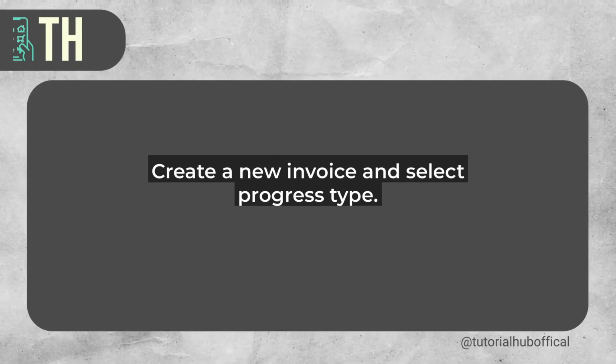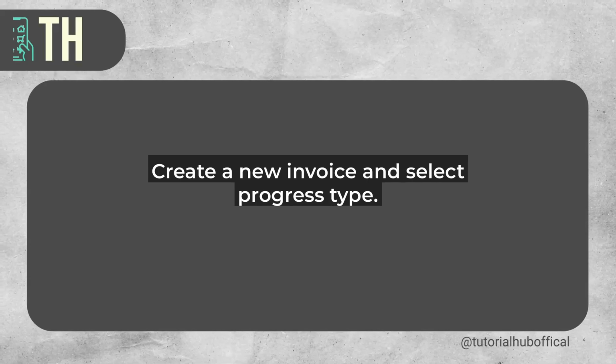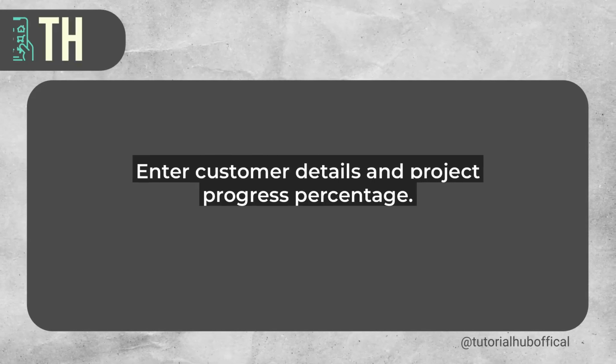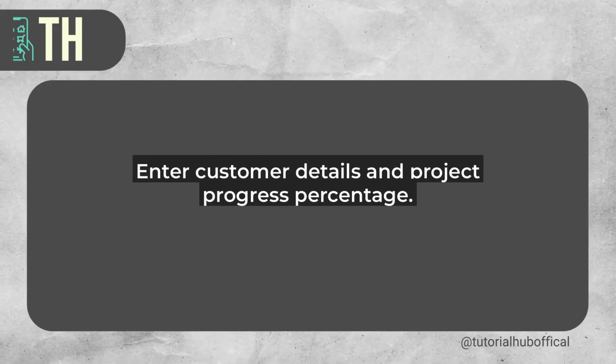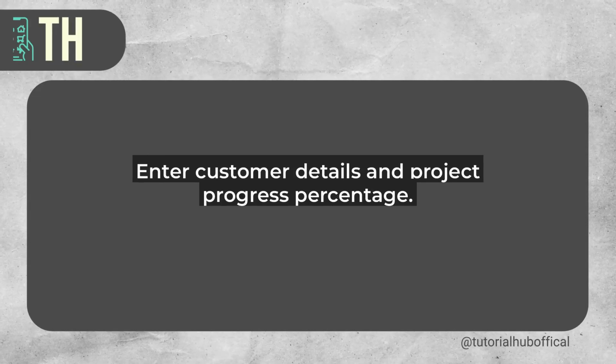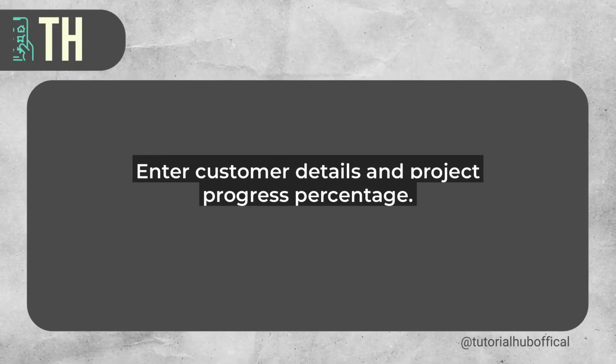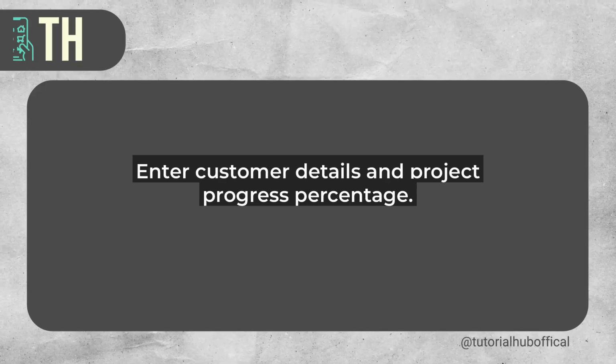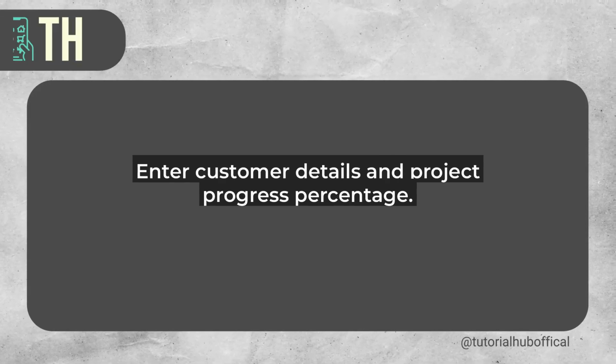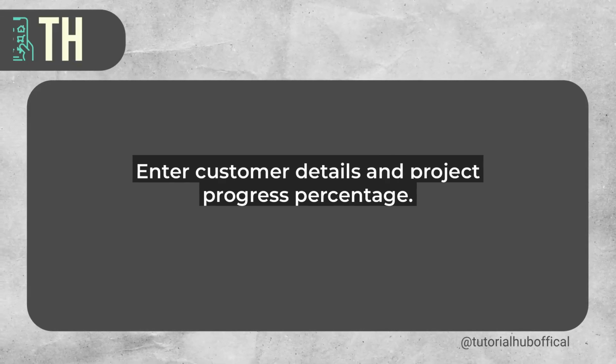Enter the project details, like the total contract amount and the progress completed so far. For example, if your project is 50% done, input that percentage, and QuickBooks will calculate the invoiced amount automatically. Awesome, right? Don't forget to add line items for the work done.